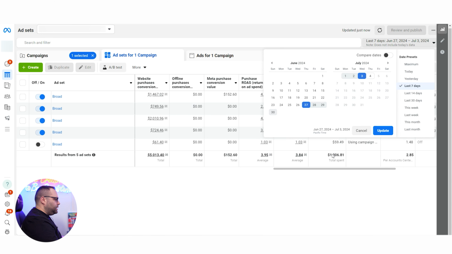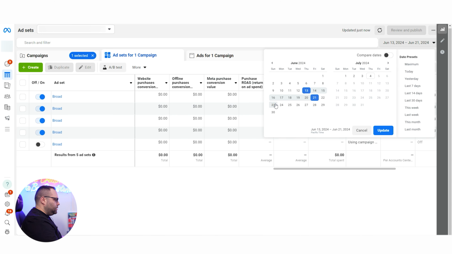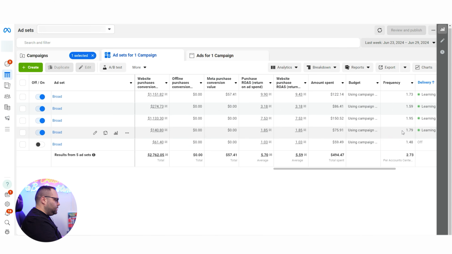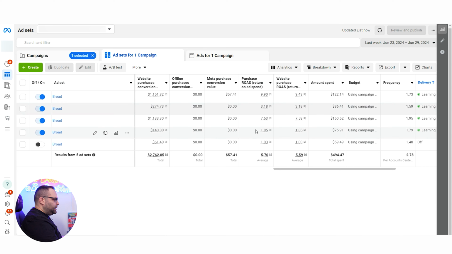Let's go last 7 days and let's go from the 13. No, it wasn't here. 23, I think it started. Yeah, it is here. So you can see that from the 23 to 29, we do have amazing results over here, okay? We do have 5.7. Again, I just touched only one ad and this one's closed recently.